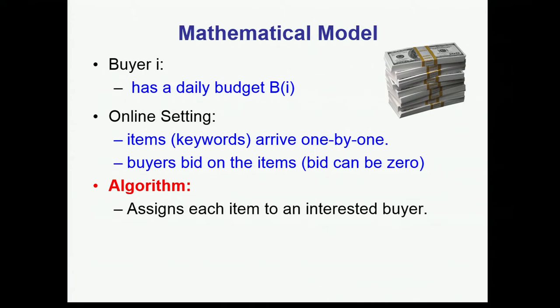One side is fixed. That's the advertisers, or the buyers, let's call them. Each one has a budget. And now we have the keywords, or the items. They appear one by one online. Whenever an item appears, we know which buyers are interested in that item and what they will pay. So we are Google, Microsoft, whatever, we want to maximize the total revenue.